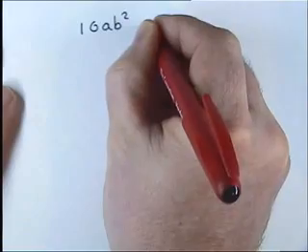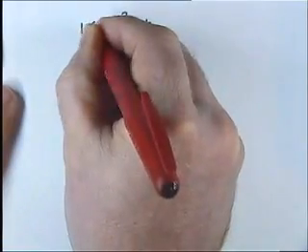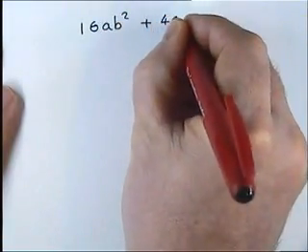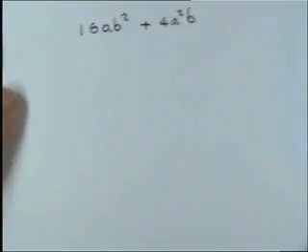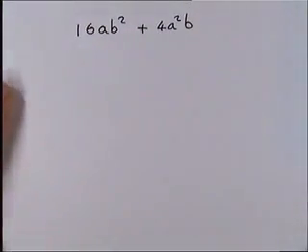16ab squared plus 4a squared b. Right, so over to you. See if you can find the highest common factor first, and then that's what goes in the first bracket or outside of the bracket, and then work out what goes inside the bracket afterwards. Pause the video.